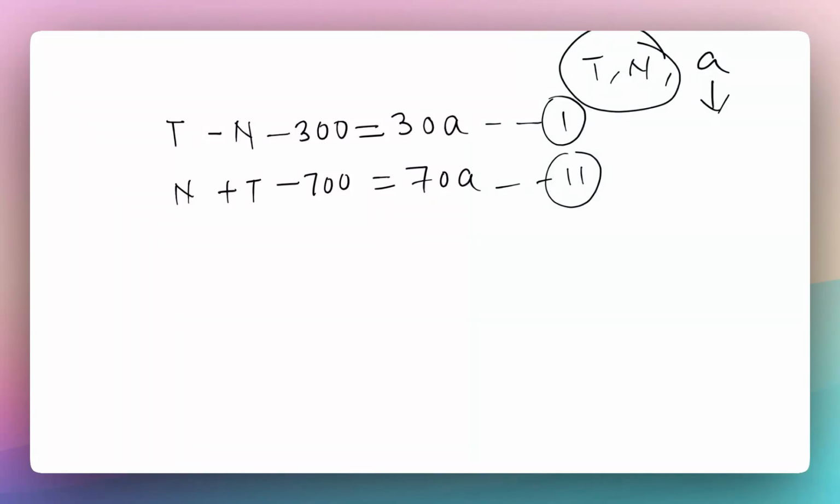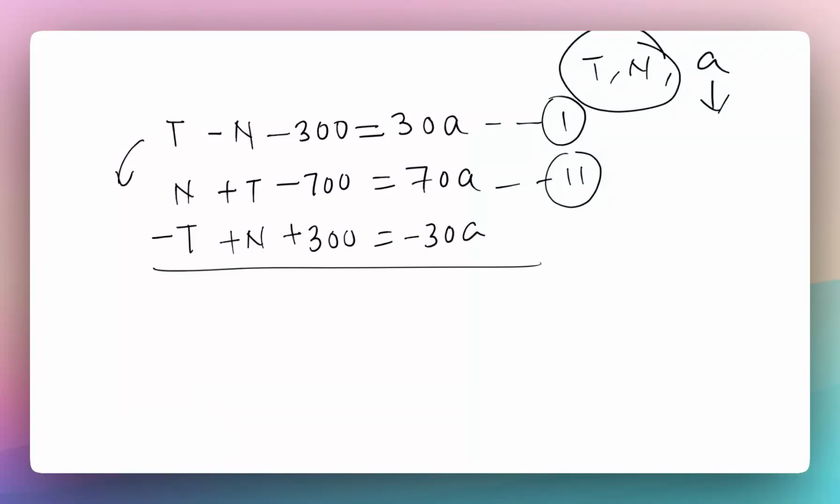For eliminating the tension, we can take this equation down with a minus sign, so this will become minus T. Now this minus will become plus, this minus will become plus, and this will become minus 30A. Then we add them up. So we get 2N, then the T will cancel. This 2N is going to be equal to minus 700 plus 300.